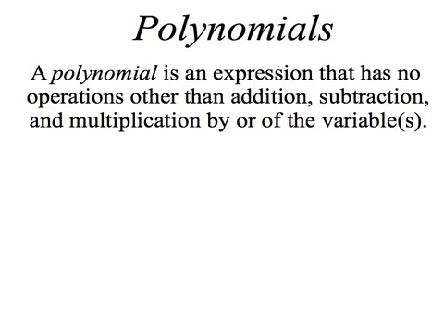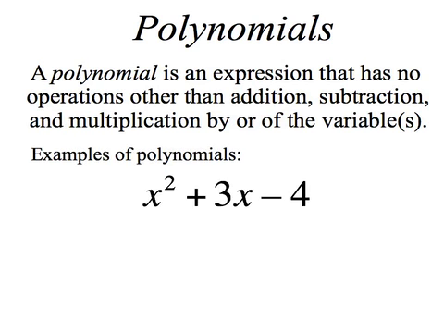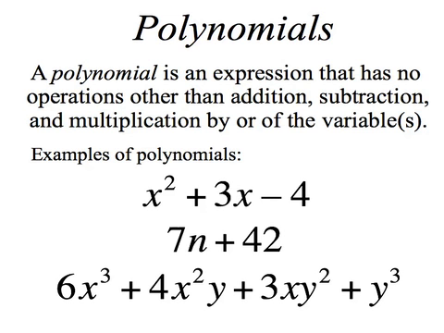A polynomial is an expression that has no operations other than addition, subtraction, and multiplication by or of the variables. Well, I find this definition a little hard to follow, so let's just take a look at some examples of polynomials. And here's one. It has 3 terms. Here's another with 2 terms. And here's a long one with 4 terms and lots of exponents.